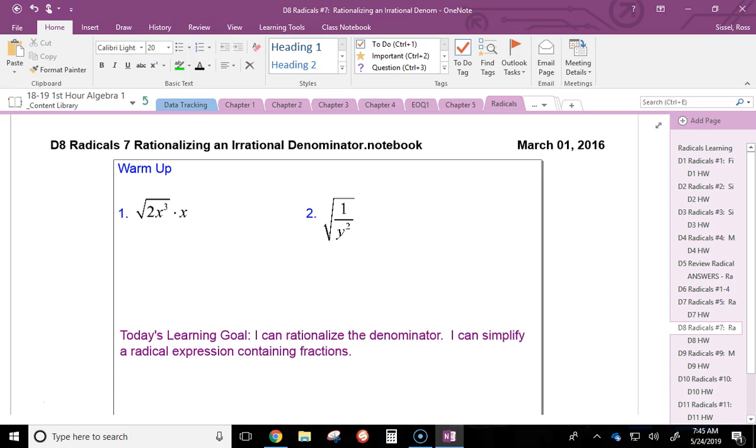And if you follow the rules, there's no set order of what you have to do first. Just obey the rules of math and you'll get this to work. So, on the very first one, I'm going to tell you what I did different. I don't like it being the square root of 2x cubed times x. I like to break it up.